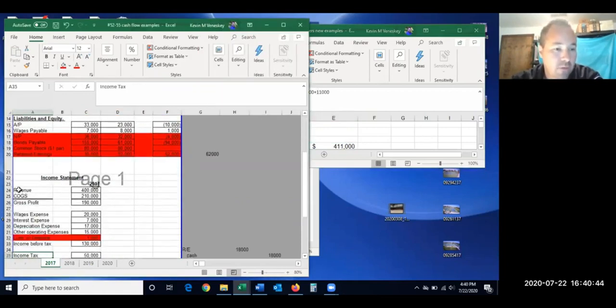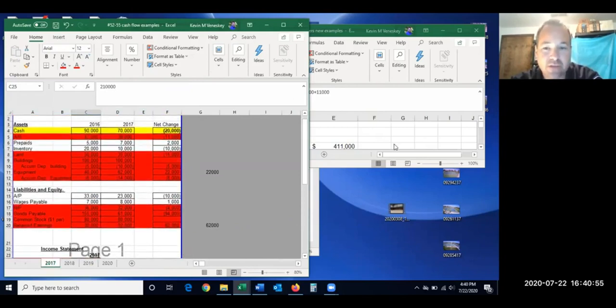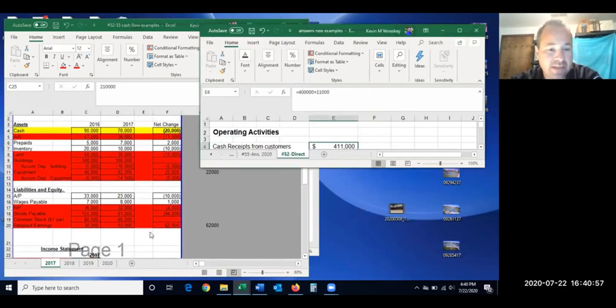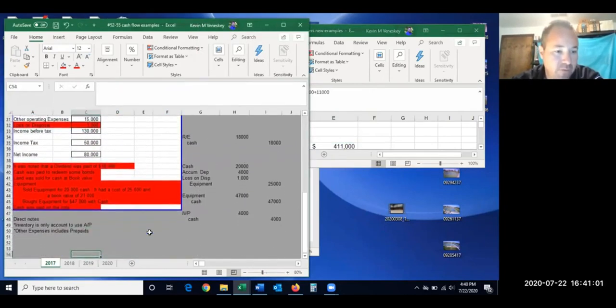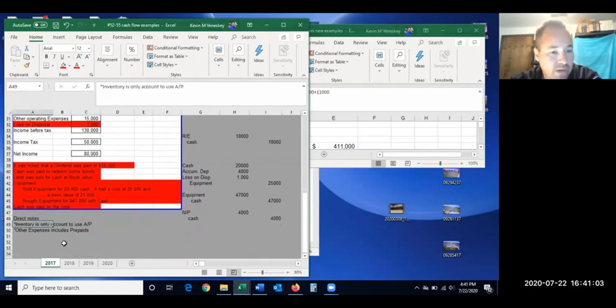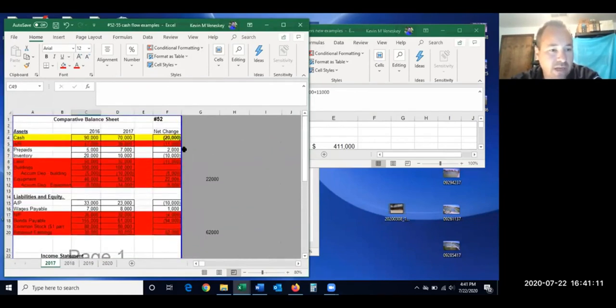Okay, so we can mark out revenue. We're ready to look at cost of goods sold. 210. We spent money for our merchandise. And then it tells us down here in our problem, this is where the direct notes come in. Inventory is the only account that uses the accounts payable. So we're going to look at cost of goods sold. We're going to look at inventory and accounts payable.